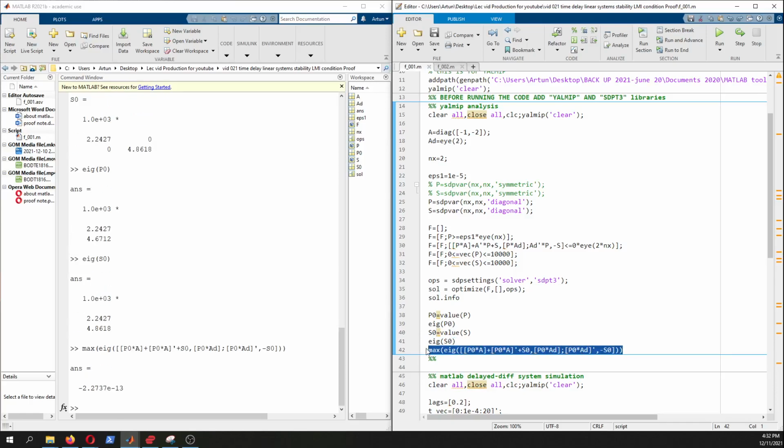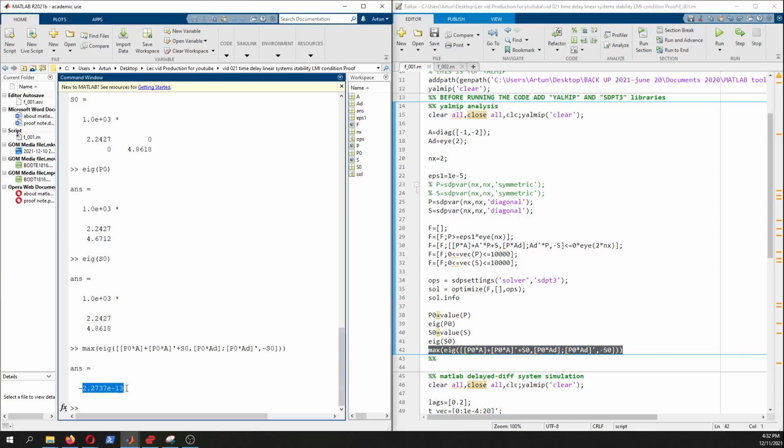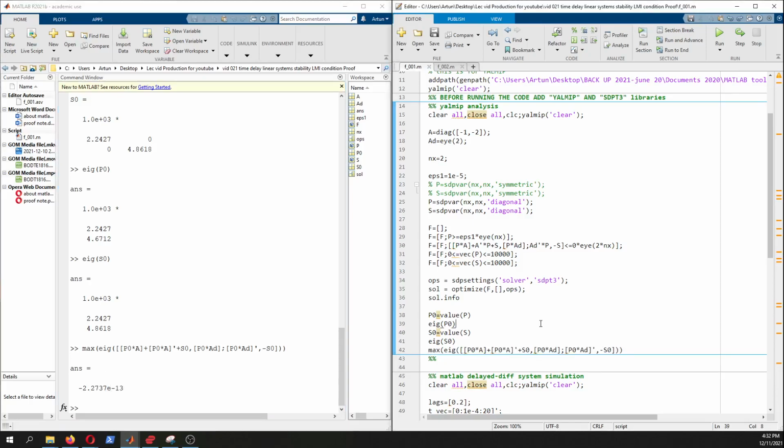And let's look at the maximum eigenvalue. And since this is negative, however, it is at the level of numerical precision, right? Almost. So it is actually not that negative definite. It is negative semi-definite, right? So we only proved, in that case, stability in the sense of Lyapunov. And now we are going to look at the simulations.